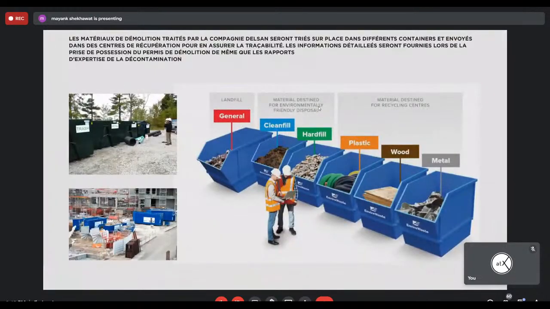Then a detailed construction and demolition plan, like a waste management plan, was also kept in mind to divert the materials from the landfill. And we've already seen that that's important, right? Because you can just segregate all the materials on site during the construction and get them recycled. You don't have to blindly send everything to the landfill.